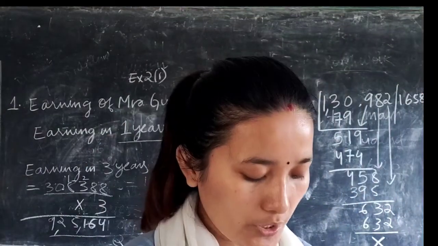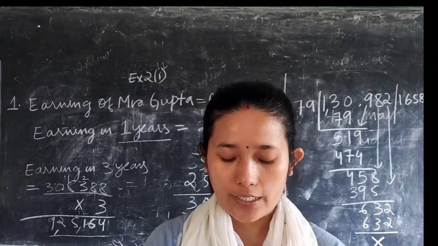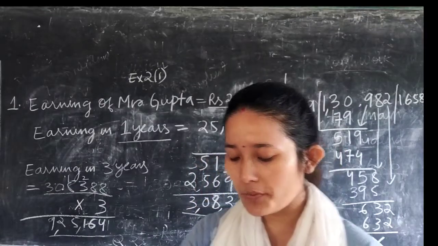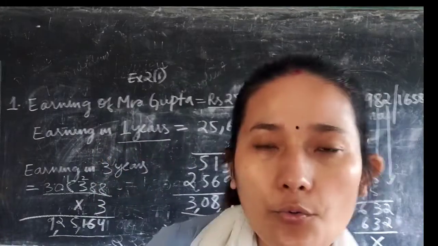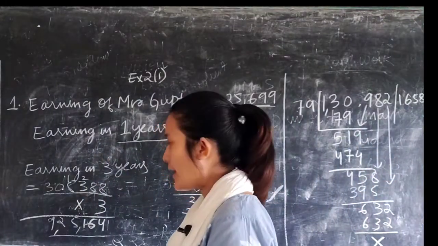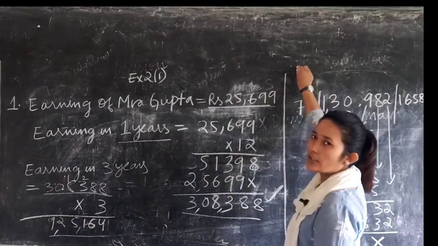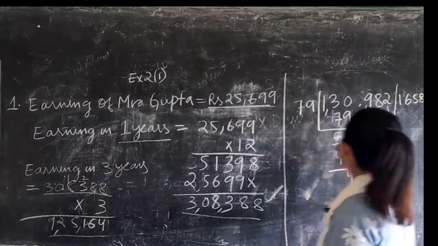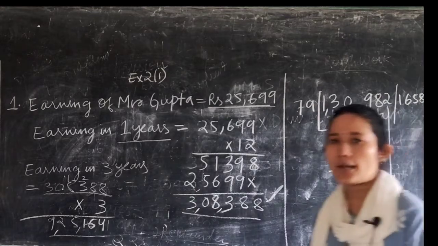Now, moving to question number 5. According to the question, 1,30,982 books are to be distributed equally to 79 libraries. Similarly, you will write your word problems. You have to write the total number of books first, then the total number of libraries. The total number of books that you are given is 1,30,982, and the libraries among which you have to equally distribute is 79.